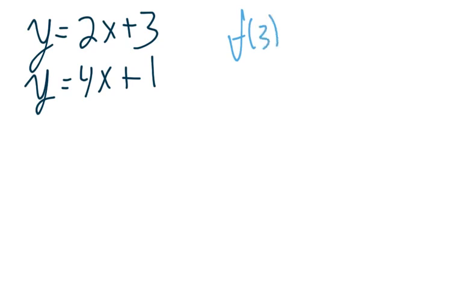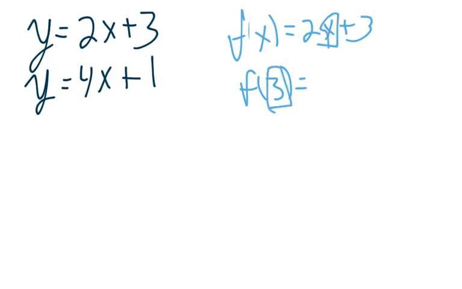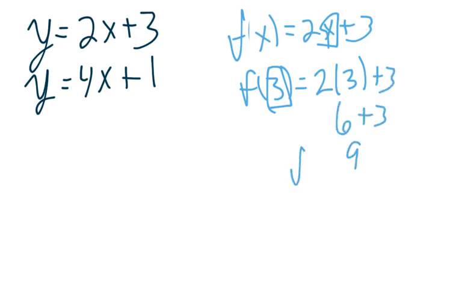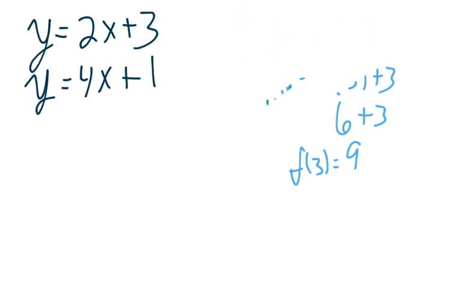When we had f of x equals 2x plus 3, and we wanted to find f of 3, we substituted 3 in for x. So we had 2 times 3 plus 3. So 6 plus 3, that gave us 9. So f of 3 equaled 9. The 3 was equal to x, so we substituted the 3 in for x.